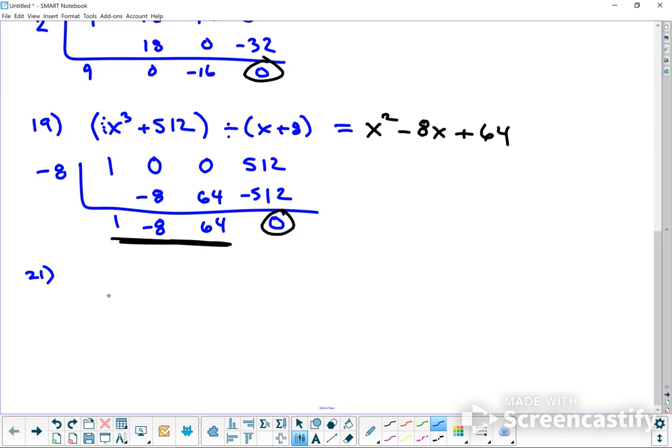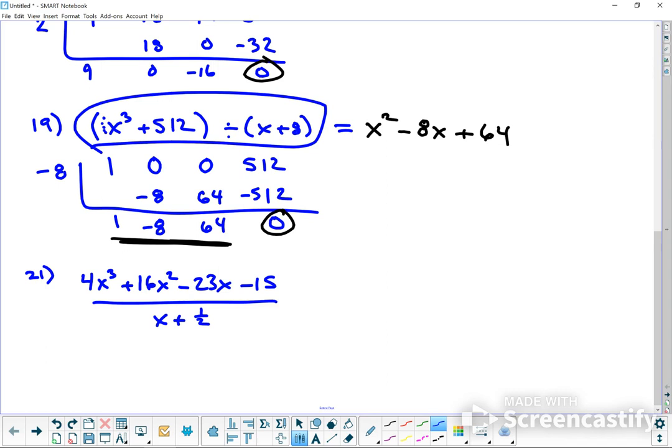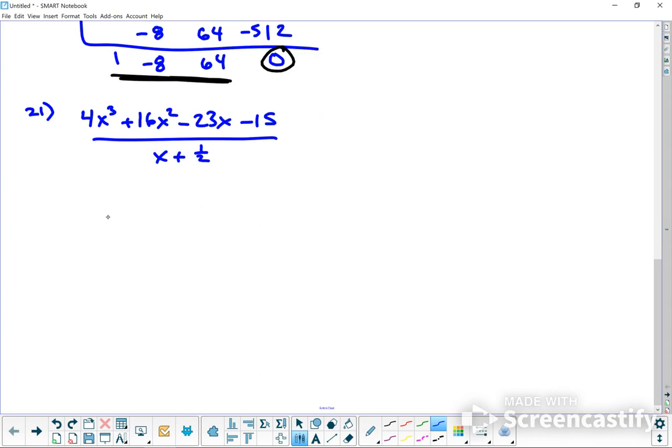And lastly, 21. So 21 looks like this. Okay, if you look in your book, 4x third plus 16x squared minus 23x minus 15. And it says divided by x plus 1/2. Okay, so it's the same thing as this right here. It's just showing you in terms of a fraction. Right, so I'm going to go ahead and do this with 4, 16, negative 23, negative 15. Synthetic division of x plus a half, which means that if you solve for x, you will get negative 1/2.